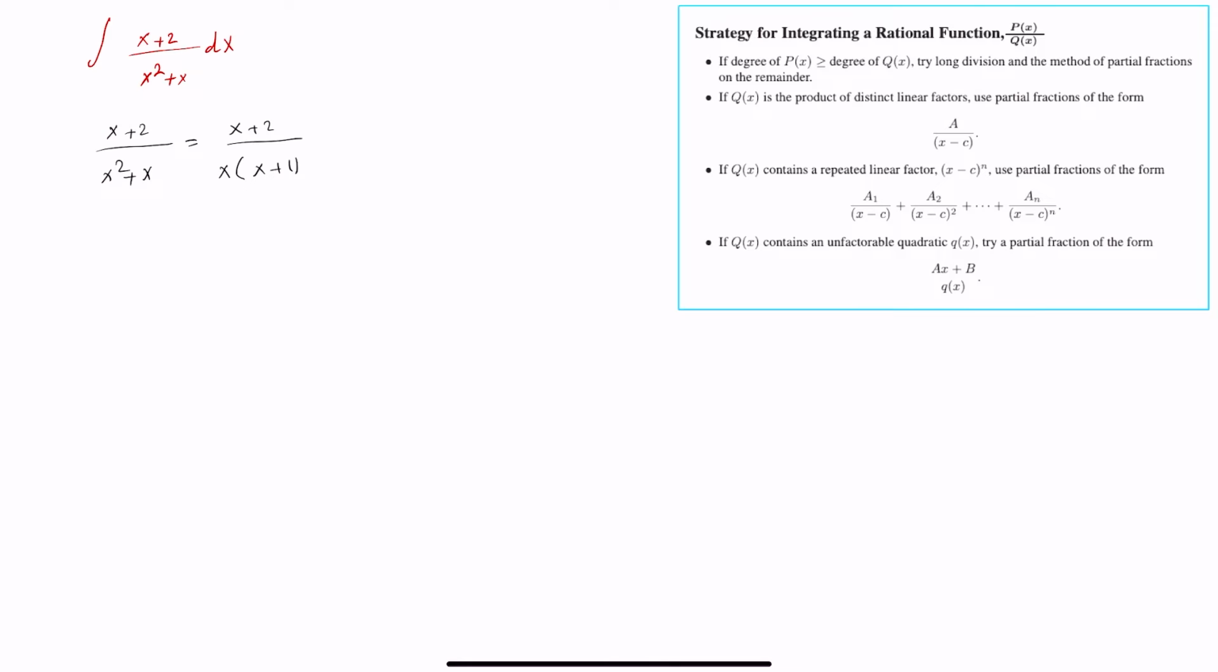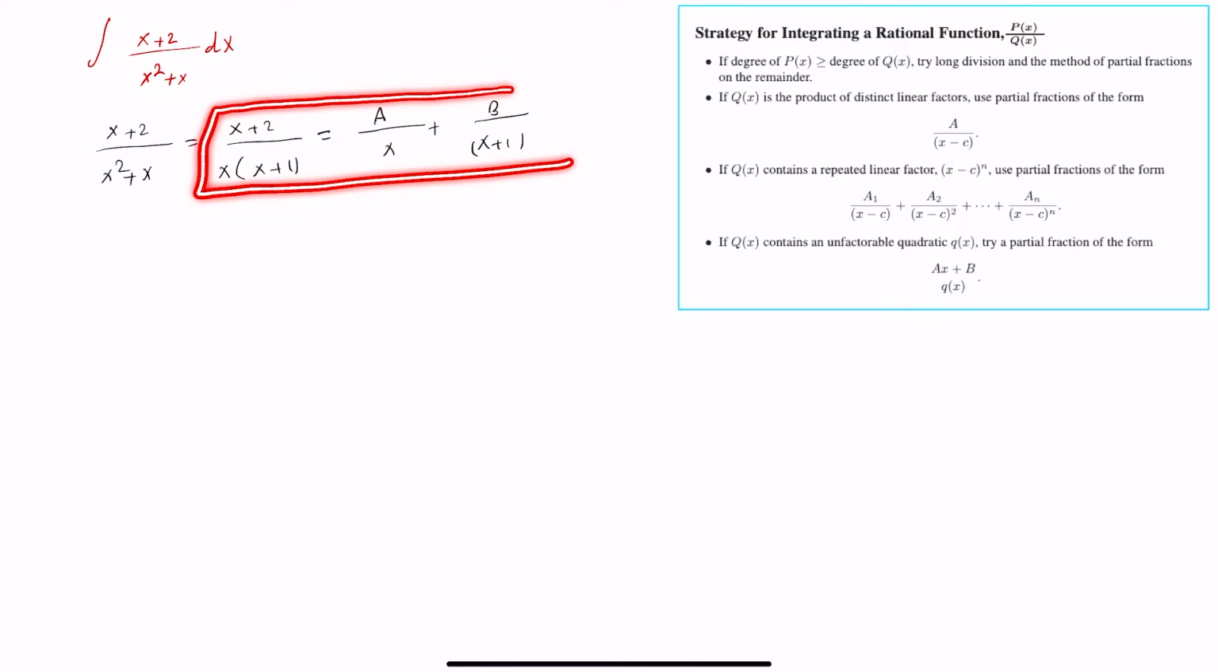Here, note that these are two linear distinct factors. Therefore, to use the partial fraction, it's going to be in the form of this. So this is going to be equal to A over x plus B over (x + 1). So this is what we are going to work with. First, we have to find what A is and what B is. First, I'm going to multiply both sides by this denominator.